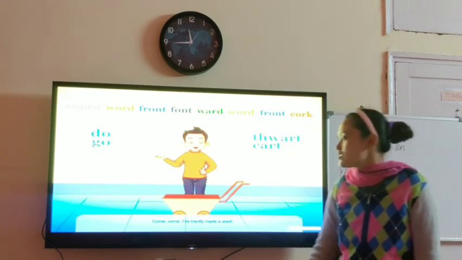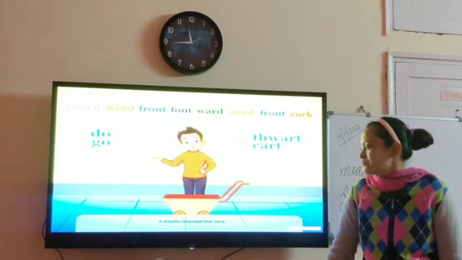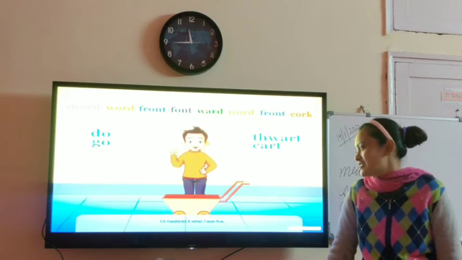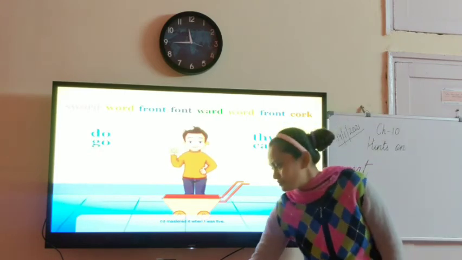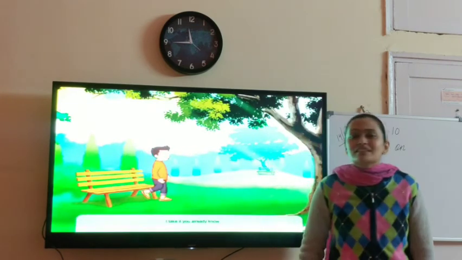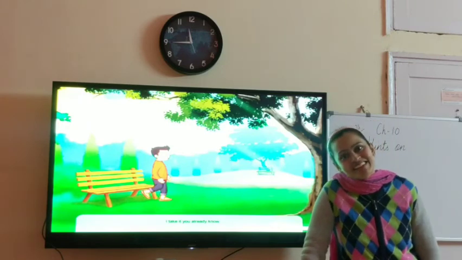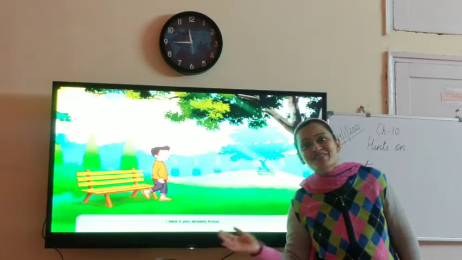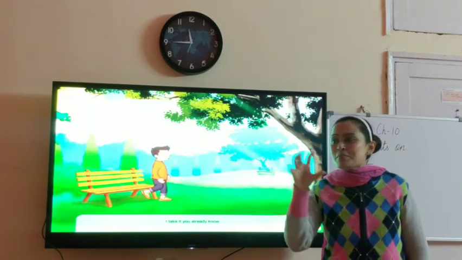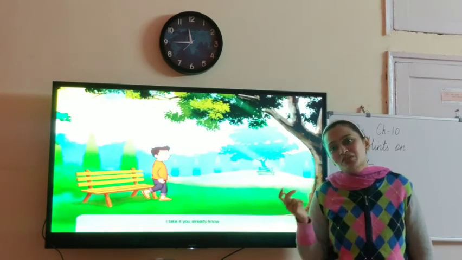"Come, come, I've hardly made a start." The poet is asking us to come along with him. "A dreadful language, man alive, I'd mastered it when I was 5." So children, over here we see that the poet is trying to say, this is just the beginning. This language has many such traps. What is the meaning of traps, children? Traps means many such places where you will be confused, where you will be lost.